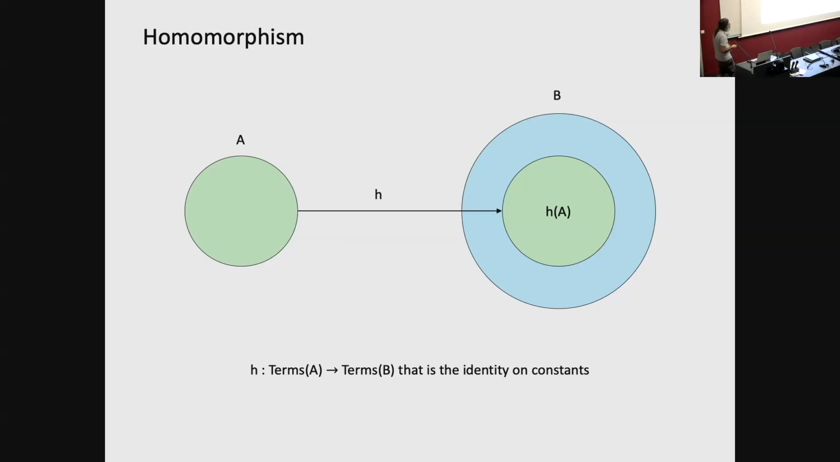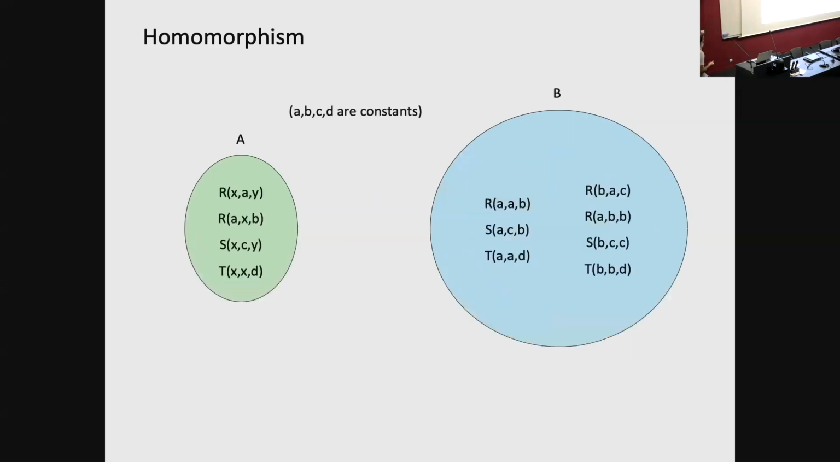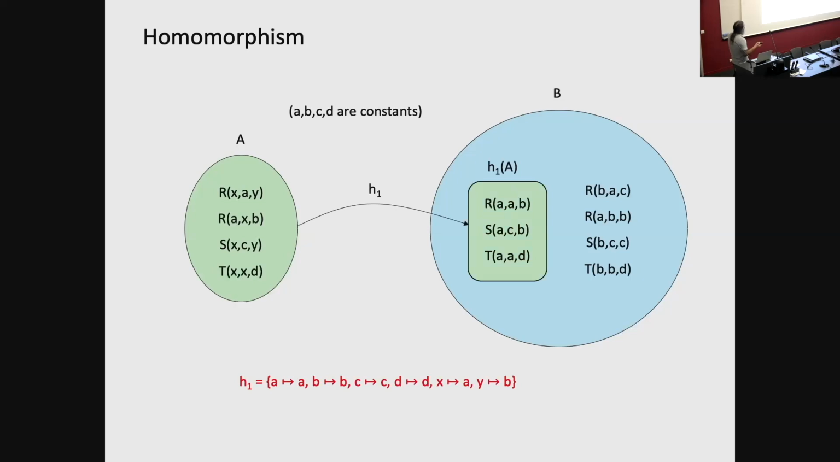Okay. Here is another example. If I have this A set and this B set, here is one homomorphism. As you can see here, I map all the constants to themselves, and I map X to A and Y to B. So if I apply H1 now to A, you will see that I will produce this set of atoms. X goes to A, Y goes to B, so this atom will be mapped there, and so on and so forth. You can easily verify that, right?